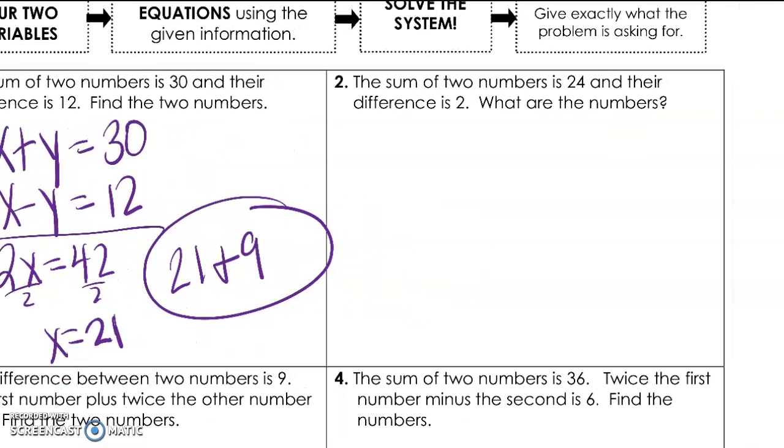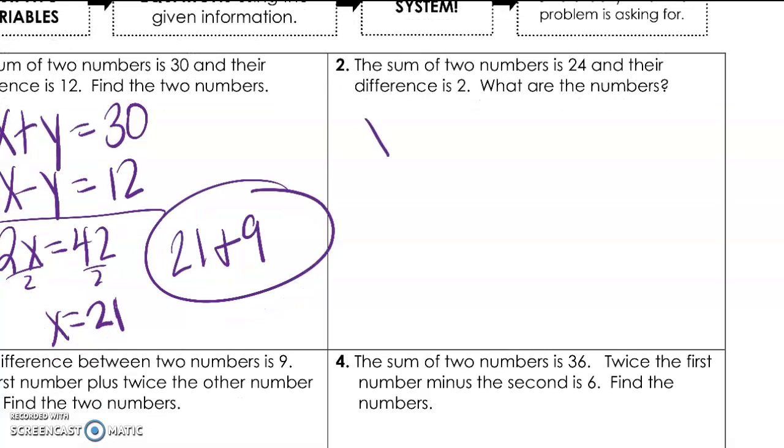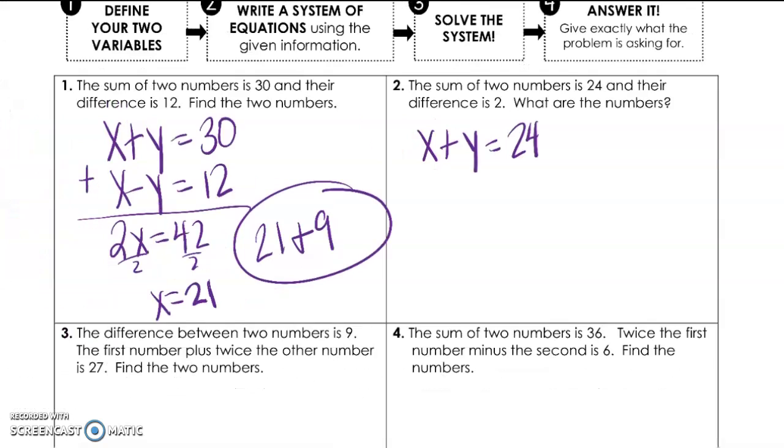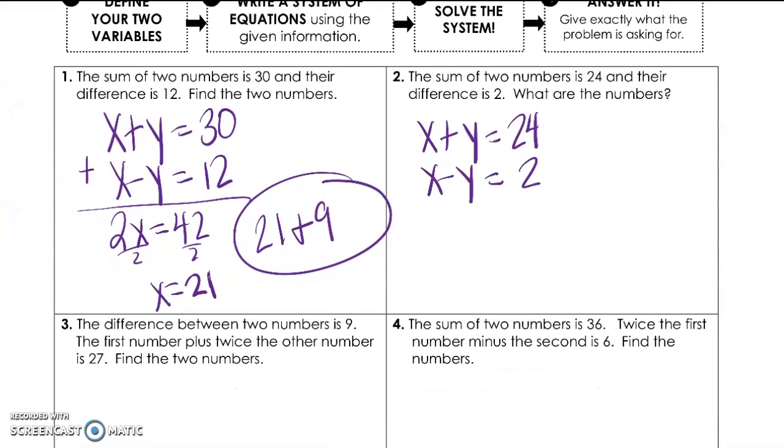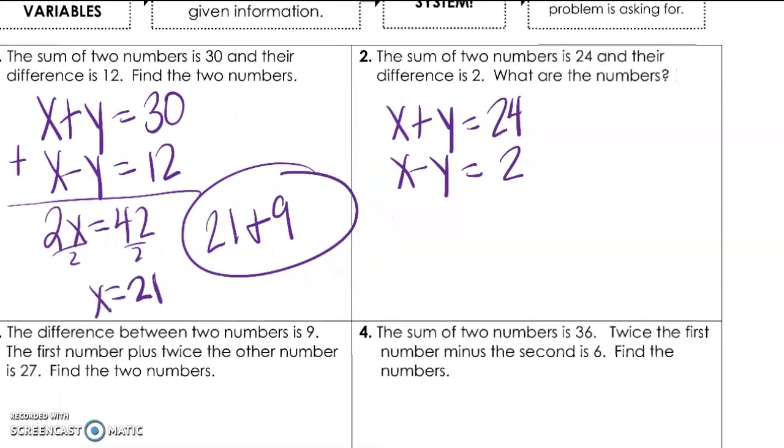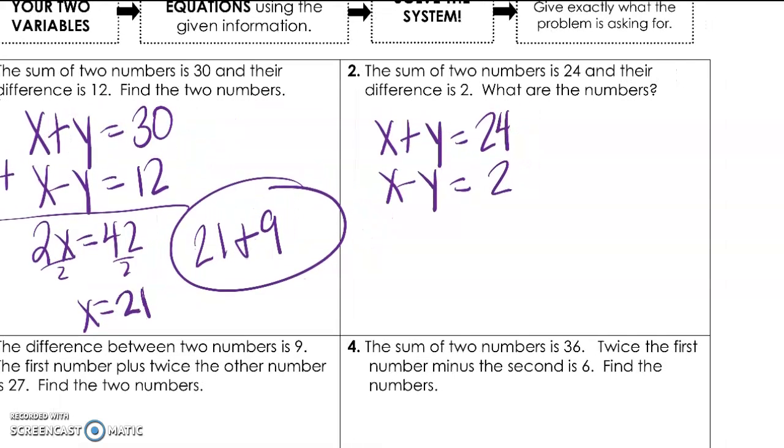So the same thing for number 2. If you want to go ahead and pause and try it on your own, you can do that. So again, the sum of two numbers, so x plus y is equal to 24, and then x minus y for the difference is 2. So again, I would add to get 2x is equal to 26, divide, and x equals 13.